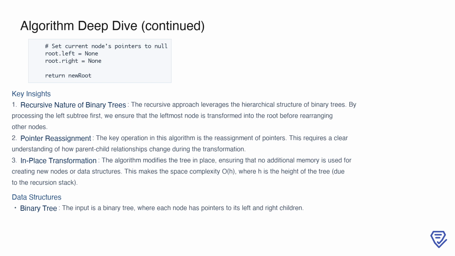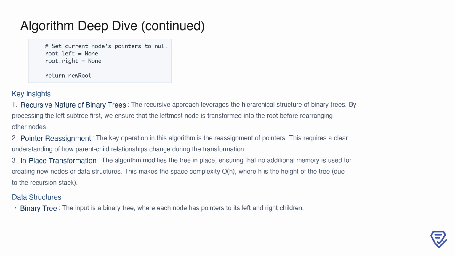Now, let's discuss some key insights about this approach. The recursive nature of binary trees is fundamental here. By processing the left subtree first, we ensure that the leftmost node becomes the root before rearranging other nodes. Pointer reassignment is the core operation, and understanding how parent-child relationships shift is crucial to implementing this correctly.